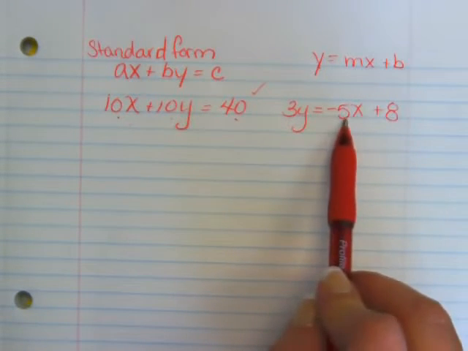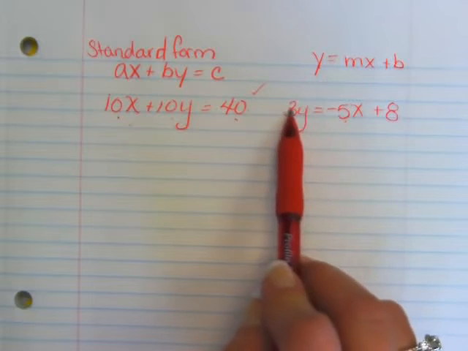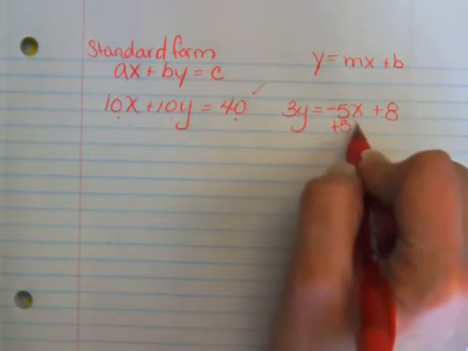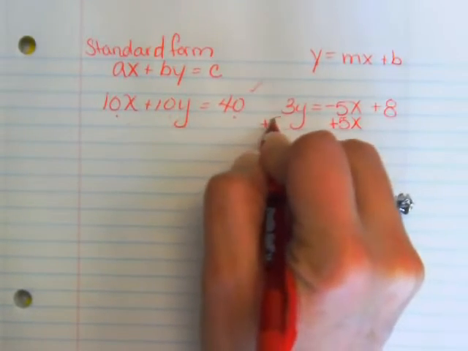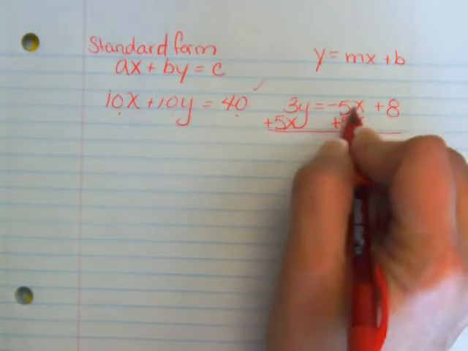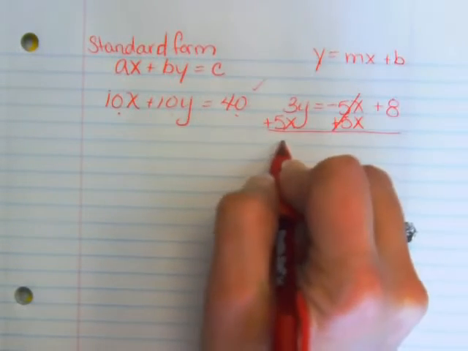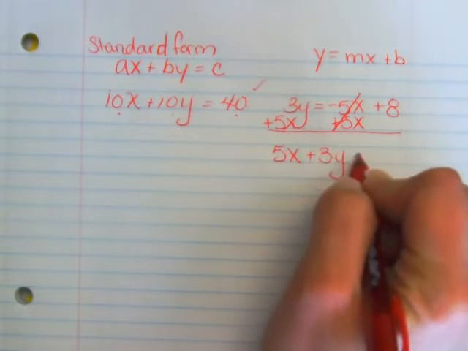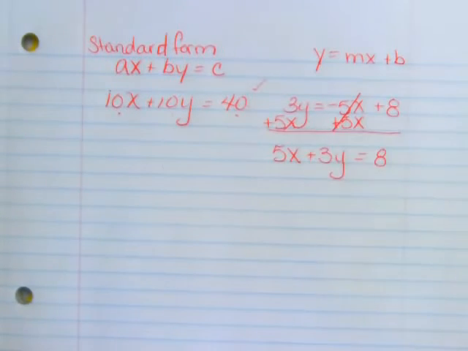So I need to get the 5x to go over to the other side. What I'm going to do is just use inverse operations. Anytime you're rearranging or solving, you're just going to use inverse operations to move things around. So I will put the 5x before the 3y because that's standard form, and that's equal to 8.